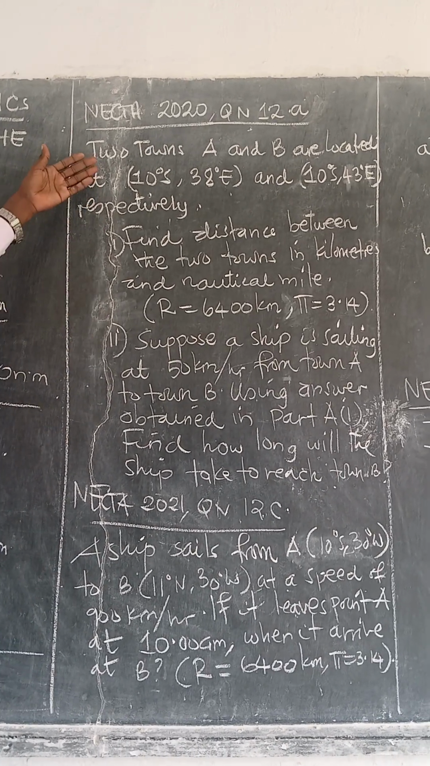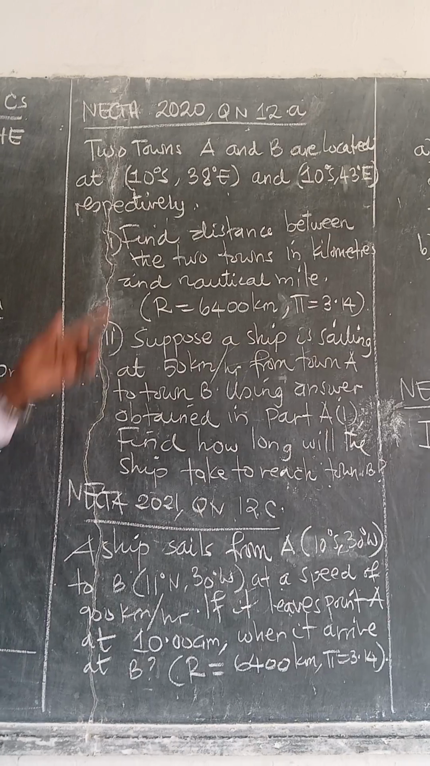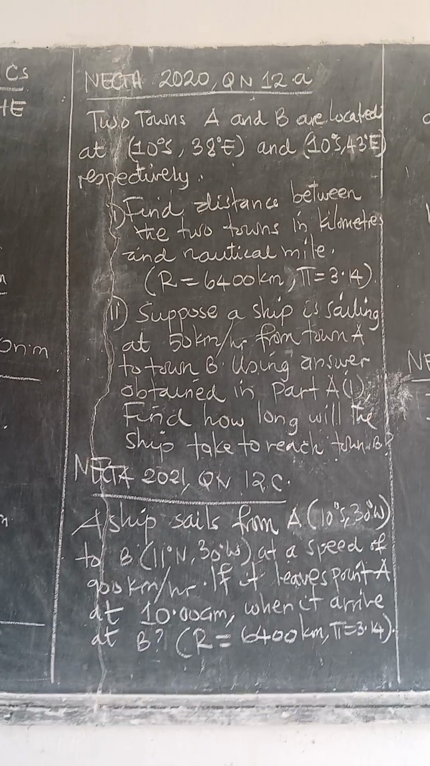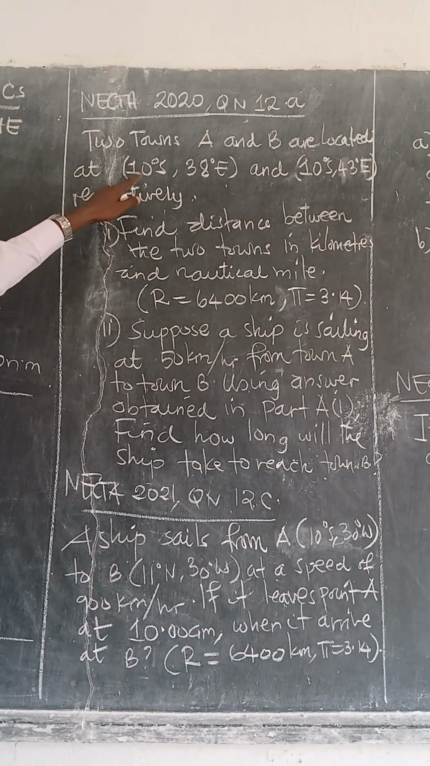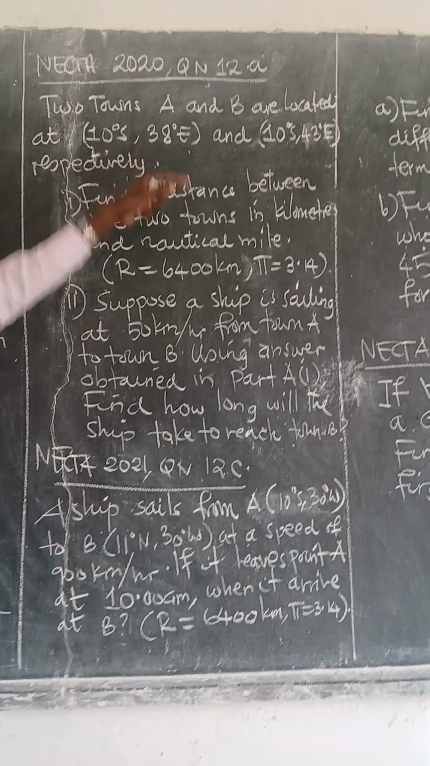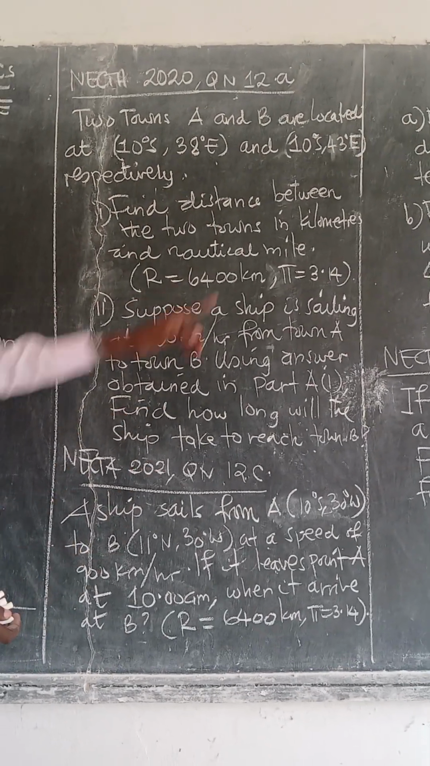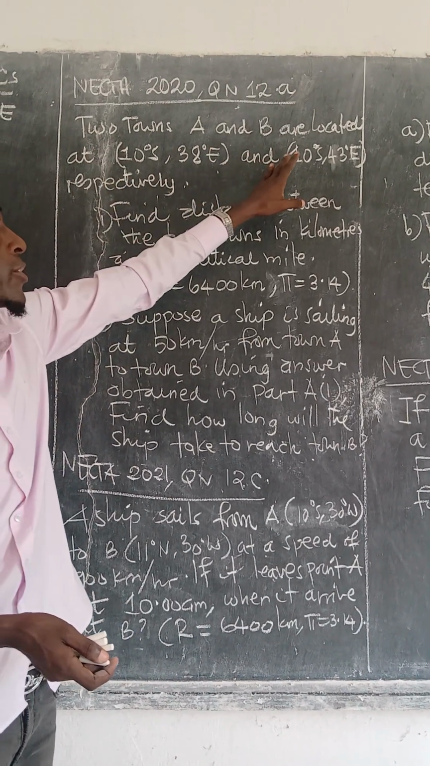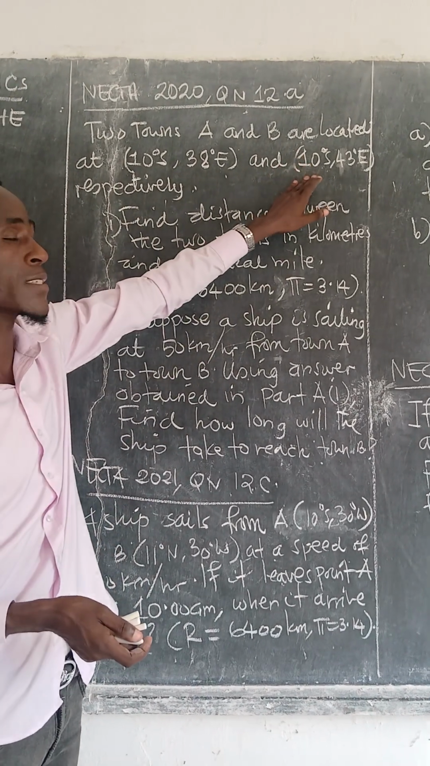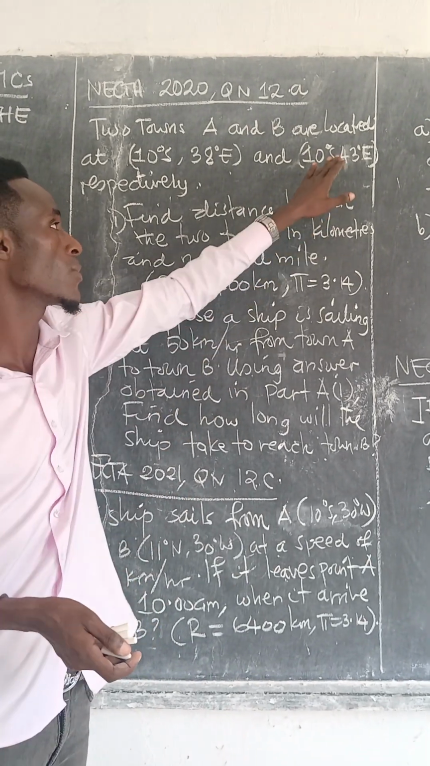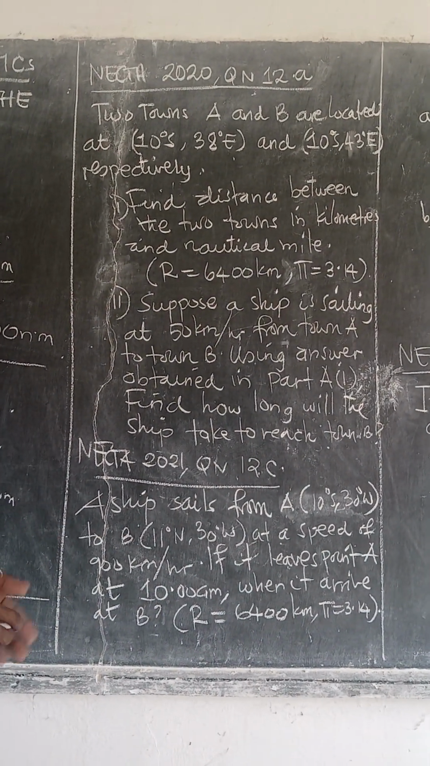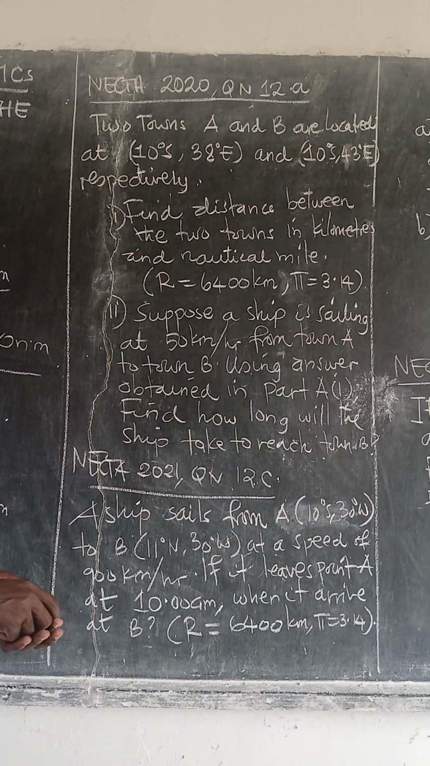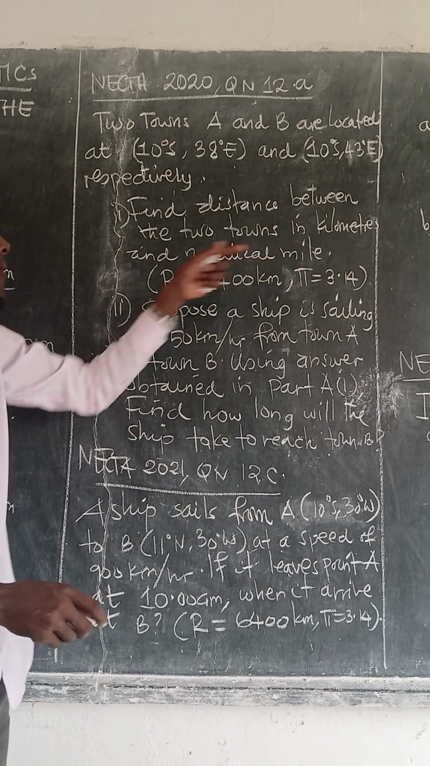When we focus on this NECTA 2020 question number 12A, two towns A and B are located at 10 degrees south, 38 degrees east, and another point at 10 degrees south, 43 degrees east, respectively. What the question states is: find the distance between the two towns in kilometers, but also in nautical miles.